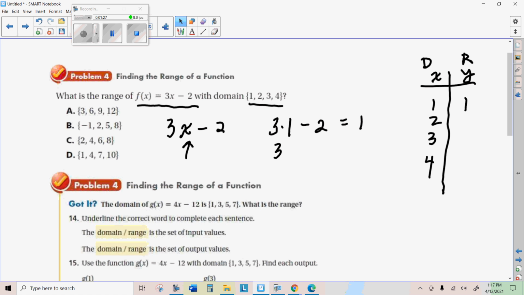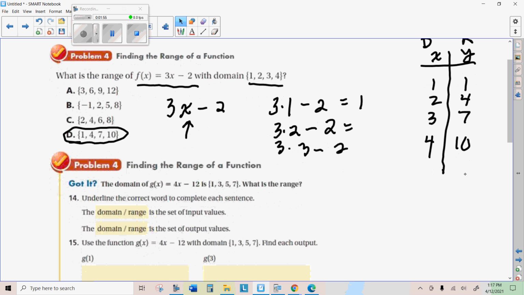Then I'm going to do 3 times 2 minus 2, and that's 4. 3 times 3 minus 2, and that is 7. And you can probably see the pattern. We're going up by 3 every time, right? So the next one will be 10. So the correct answer is D, 1, 4, 7, 10, to find the outputs.